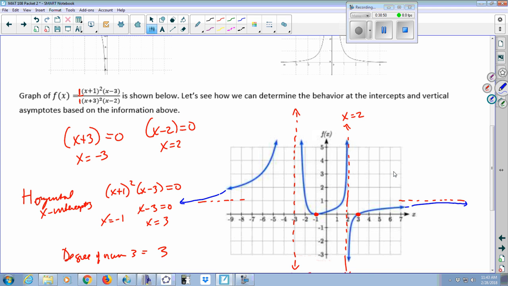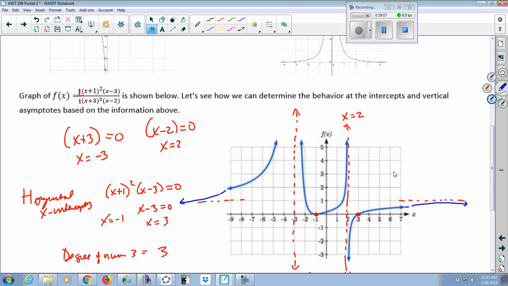And then what do you do at negative 1? You look up in your numerator. At negative 1, you're quadratic. So you bounce right back up, go through your y-intercept, which you can find easily enough, and then you head up towards your vertical asymptote.